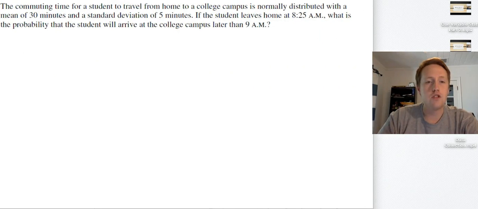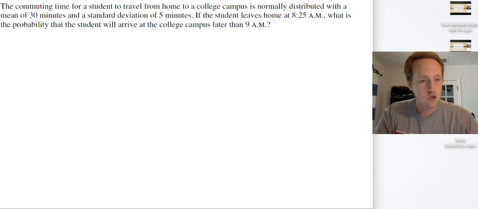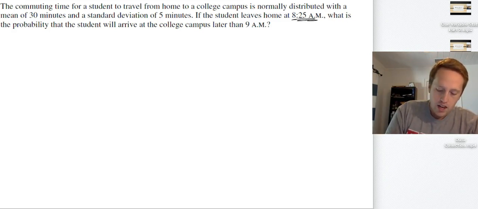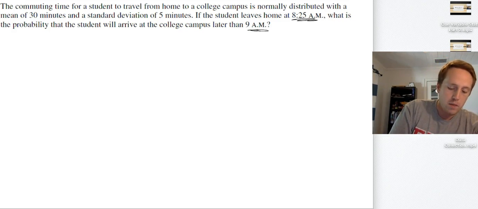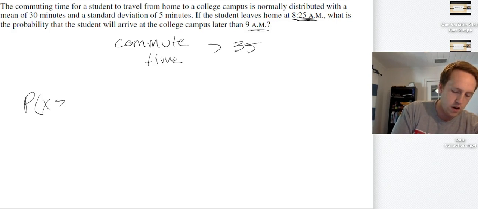The commuting time for a student to travel from home to college campus is normally distributed with a mean of 30 minutes and a standard deviation of 5 minutes. If the student leaves home at 8:25 a.m., what is the probability the student will arrive at the college campus later than 9 a.m.? Okay, so what we have to think about is this distribution is talking about commute time. So we're talking about the student leaving at 8:25 and getting there later than 9 a.m. So we're talking about a commute time greater than 35 minutes. So basically, I want to find the probability that the commute time is greater than 35.